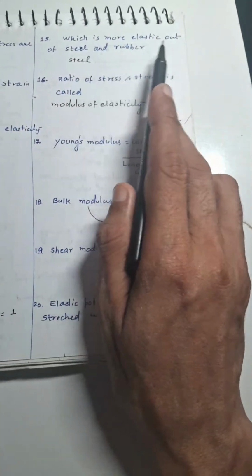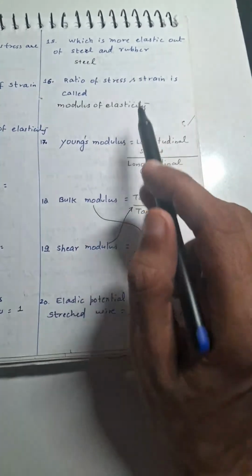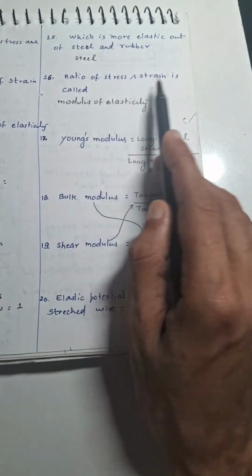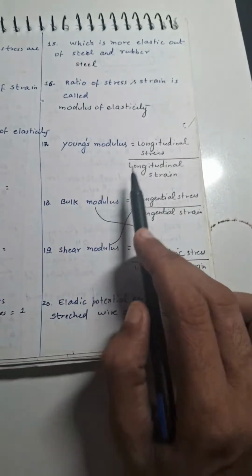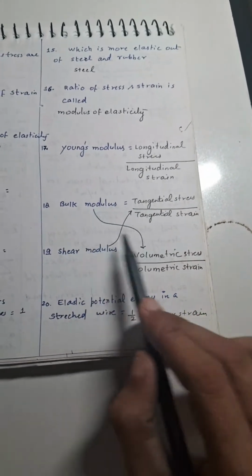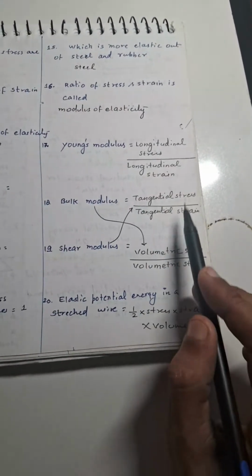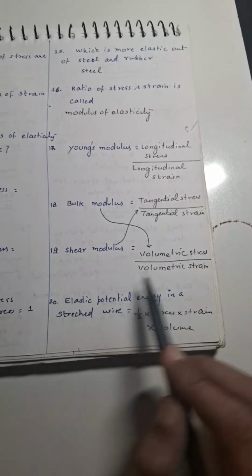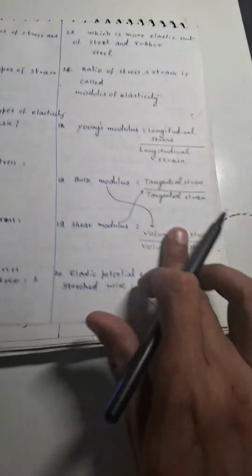Next is which is more elastic out of steel and rubber? So steel is more elastic because it is more rigid. Now is ratio of stress and strain. So this is called modulus of elasticity. Then Young's modulus is longitudinal stress by longitudinal strain. Bulk modulus here is volumetric stress by volumetric strain. Shear modulus is tangential stress by tangential strain. Elastic potential energy is half into stress into strain into volume.